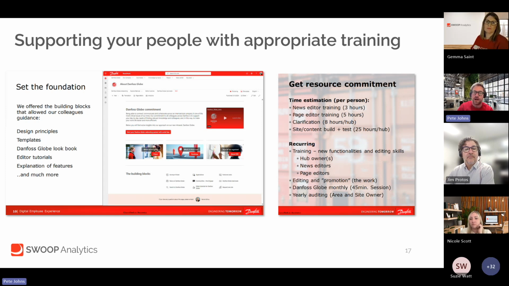And I liked this thing where they call out getting resource commitment. So they did a relatively easy exercise of calculating how much time people are going to have to commit to the training. And they aligned that to the roles that people are going to play. So they can be really upfront with people who are being nominated or volunteering to sign up to contribute, to say this is how much effort you're going to have to put into this.